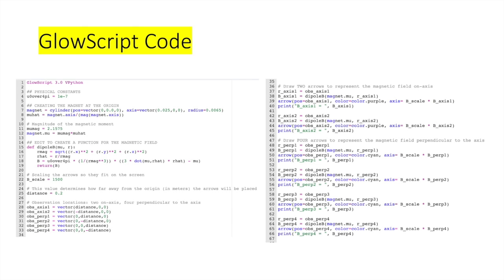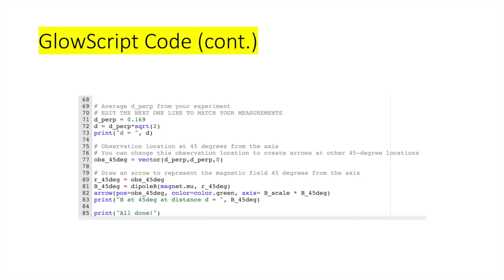Shown here is part of the GlowScript code used to make the visual model. First, I created a function for the magnetic field representing what the field would be due to a dipole at a specific location. I then used 2 axis and 4 perpendicular locations in the code that were used as observation locations for creating the arrows. Each of these locations had a magnetic field as shown in the top right section of code. The remainder of the code here finds the average magnitude of the field at an observation location 45 degrees from the axis. Here, the d perpendicular value from my data was used to create the arrow representing the field at the observation location. Lastly, the code prints out this value.